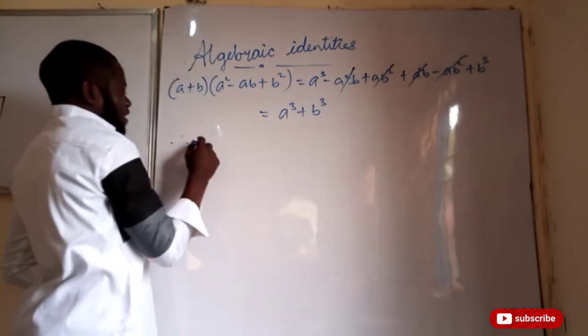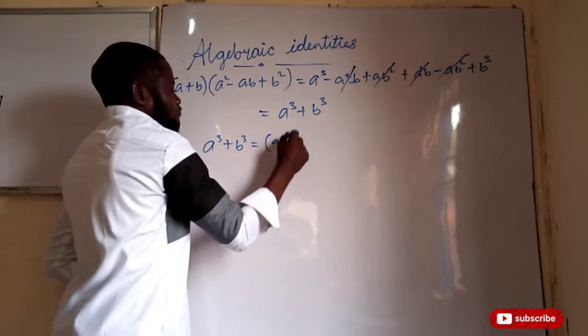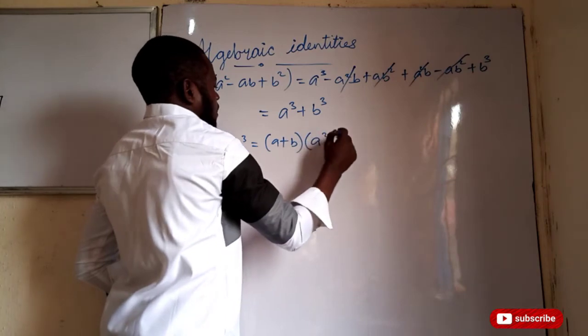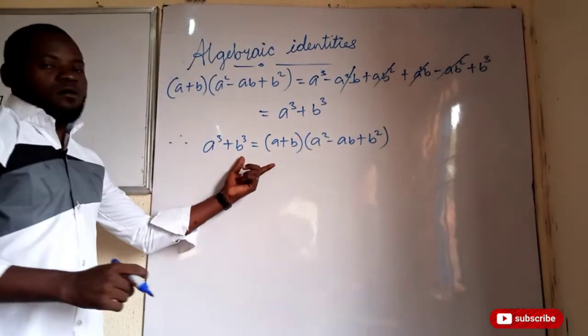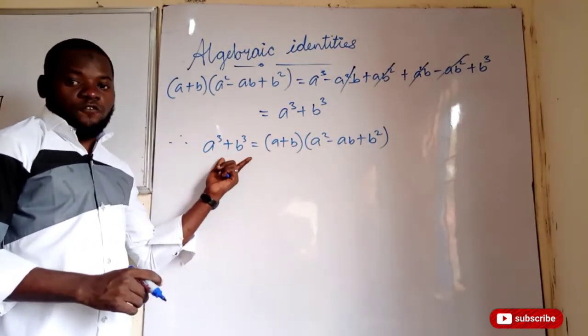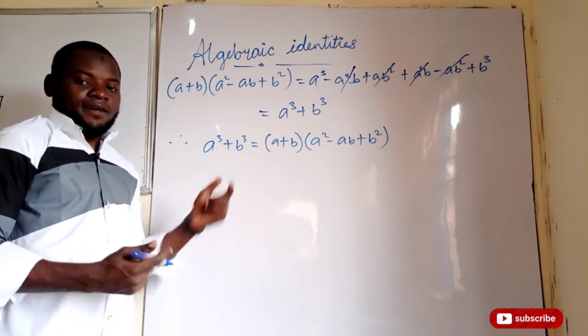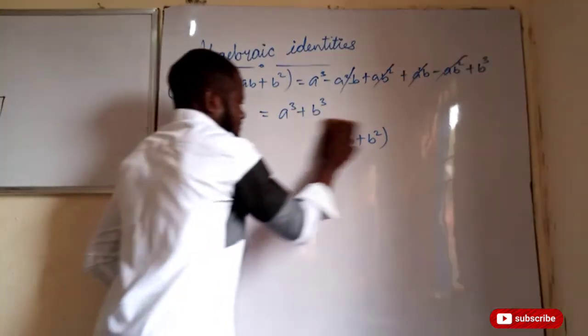Hence, this expression a cube plus b cube is a plus b into a square minus ab plus b square. And this is called the sum of 2 cube, which is going to be our fourth identity. Okay, let's go for the last identity, which is the fifth one.